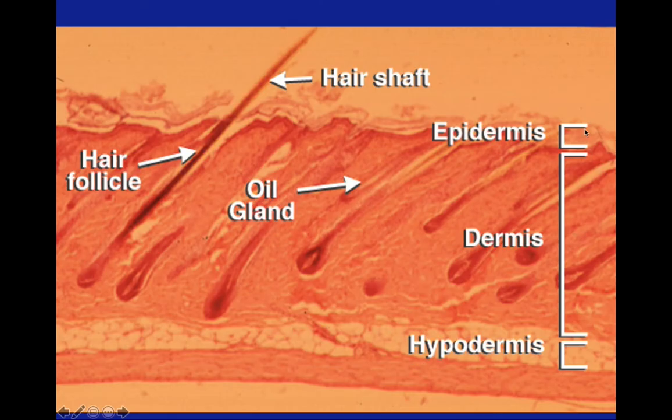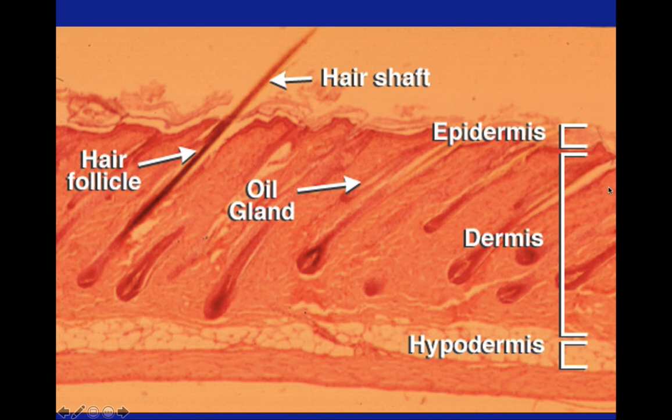Now here, we're going to see a section of the skin. We have the epidermis, which is shown up here at the top, the dermis, which is shown here, and then we do have a third layer known as the hypodermis. But this is not technically part of the skin, and we're not going to discuss much about the hypodermis. We want to give our focus to the epidermis and the dermis.